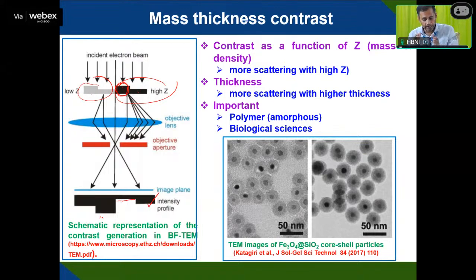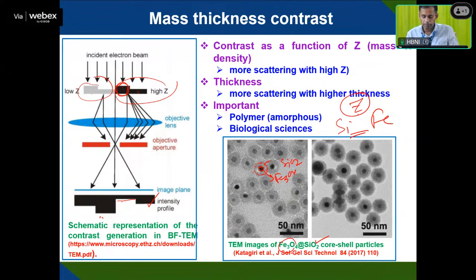But when you have a Z, it is quite different. You can see this is a silica-coated Fe3O4. The center dark one is Fe3O4, and outside, the less dark area is SiO2. The outside is SiO2 and the inside is Fe3O4, because the silicon and the Fe differ in Z. If you compare the Z of these two, there is a big difference.